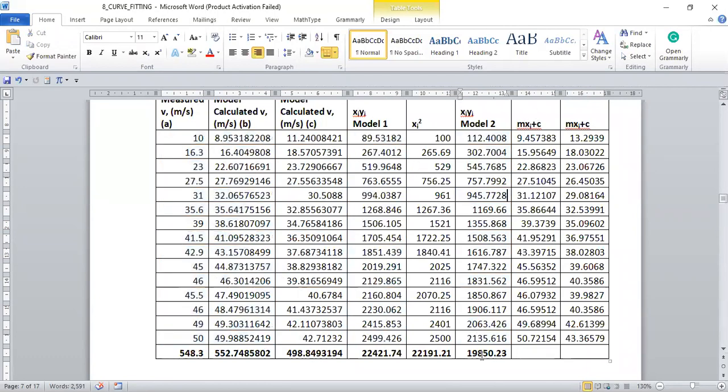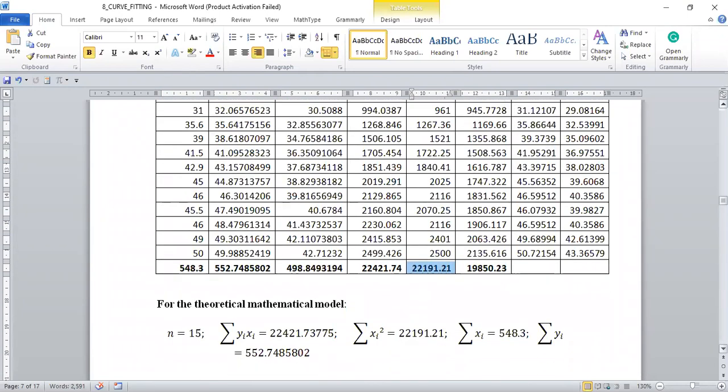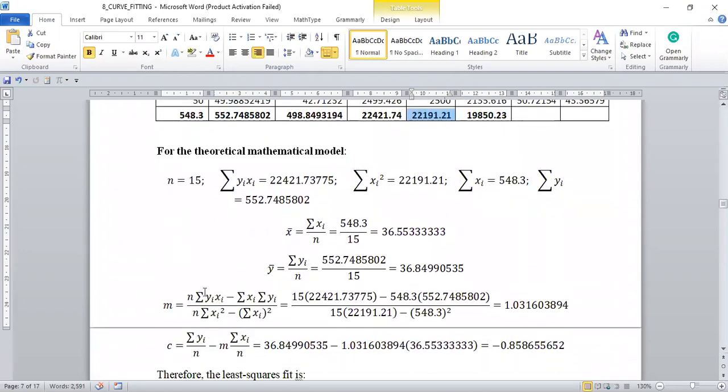Then we have the summation of the x, the summation of the y for the first model, and the summation of the y for the second model. Then we have the summation of x, y for the first model and for the second model. Then the summation of x squared, because x is just one value. So we already have everything we need to calculate the slope of the line.